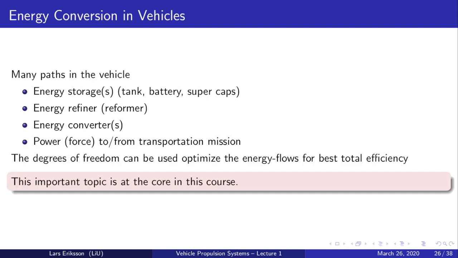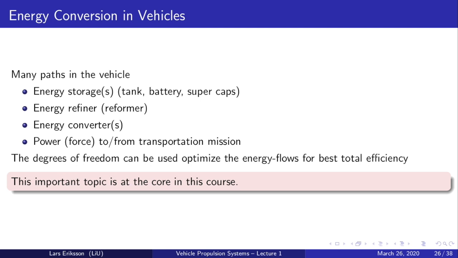The next step in the chain is the energy conversion inside the vehicles, and this is the core of the course here. We have many paths inside the vehicle. We have energy storages: the tank, battery, supercapacitors. We could also use mechanical energy storage devices or hydraulic energy storage devices. Then we have energy reformers, energy converters of different types. For example, the combustion engine is an energy converter, and the electric machine is also a type of energy converter, from electrical to mechanical. Finally, we have the power flow to and from the transportation mission.